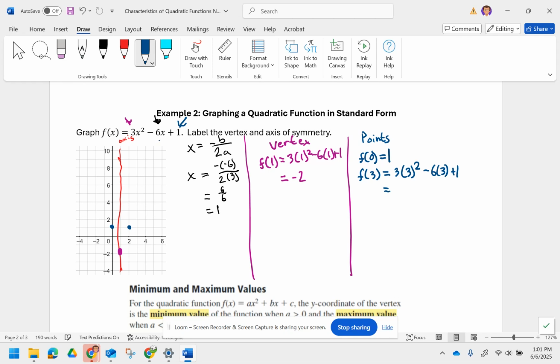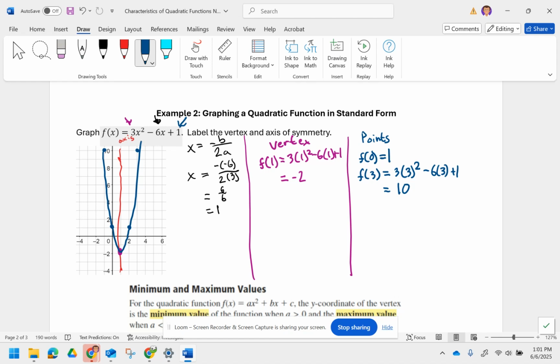So f of 3 will have 9 times 3, 27. 27 minus 18, it's 9 plus 1. Okay. And if that's up at 10, then we know same distance from the line of symmetry. So once you know your line of symmetry, any point you find actually finds you 2 points.